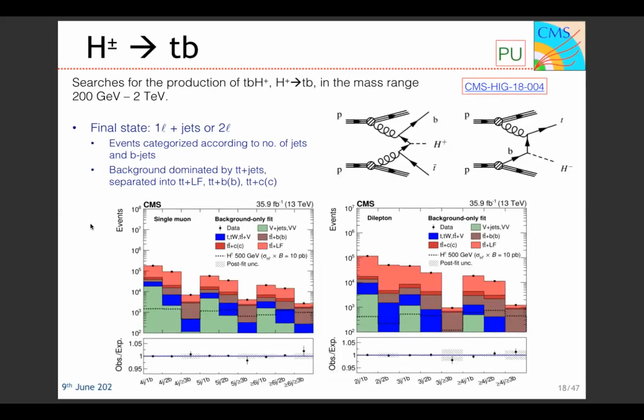There is also some contribution where the charged Higgs decays to top and bottom, particularly for high mass charged Higgs, where the Higgs is above the top mass. Here it is produced along with top and bottom, or with single top. In this case, the events are again selected with 1 lepton plus jets or 2 leptons, and then the events are categorized based on the number of jets and b jets. The major background is again TT bar, but they are separated into, say, TT bar plus light flavor or heavy flavor jets.